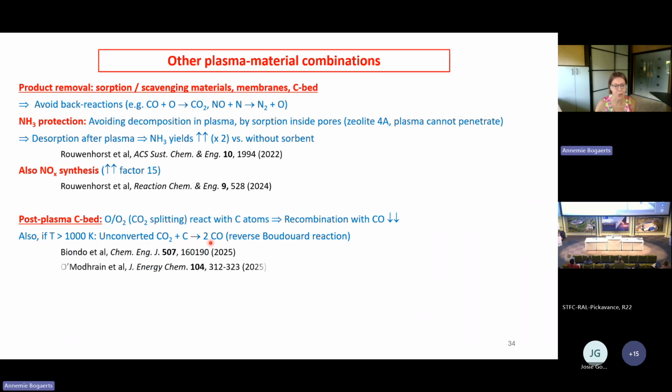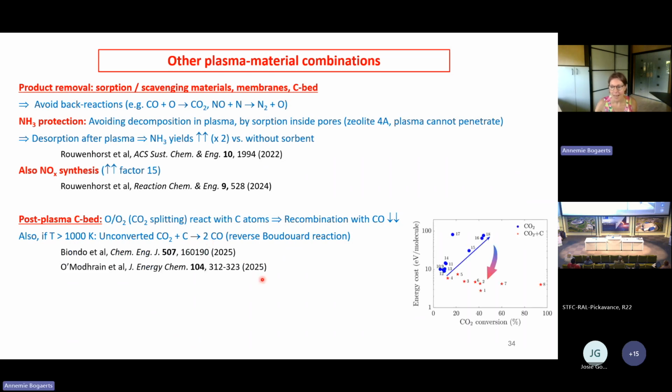And we published 2 papers about this this year. And this figure summarizes the results a bit. So here we show the energy cost as a function of CO2 conversion. The blue data points are just CO2 without carbon beds, and the red data points are with carbon beds. And the numbers are different references. That's not so relevant, but you can clearly see that the energy cost is lower in CO2 with carbon beds and the conversion much higher. And the results that we obtained were number 1 and 2 here. So they're quite low energy cost.